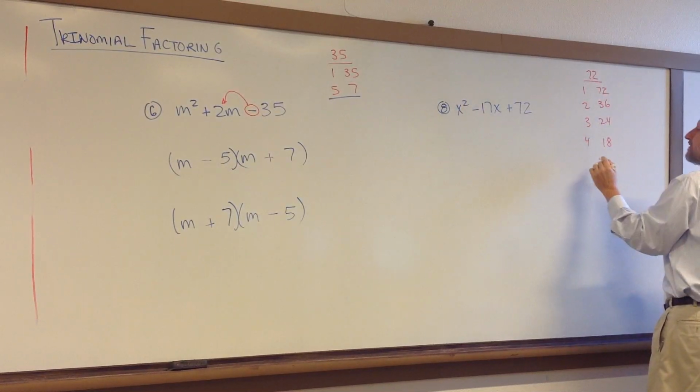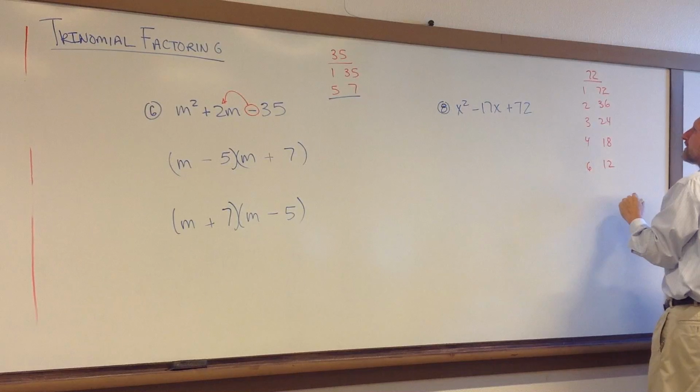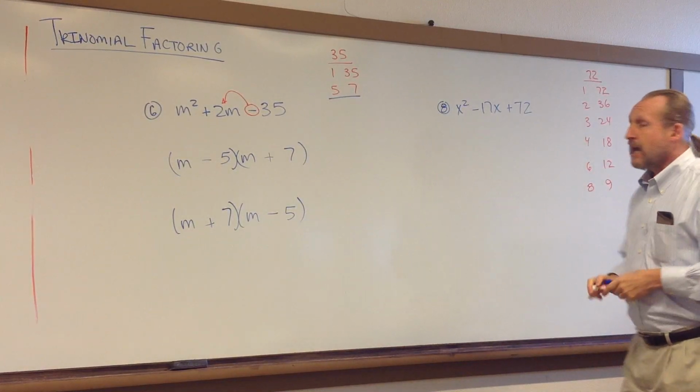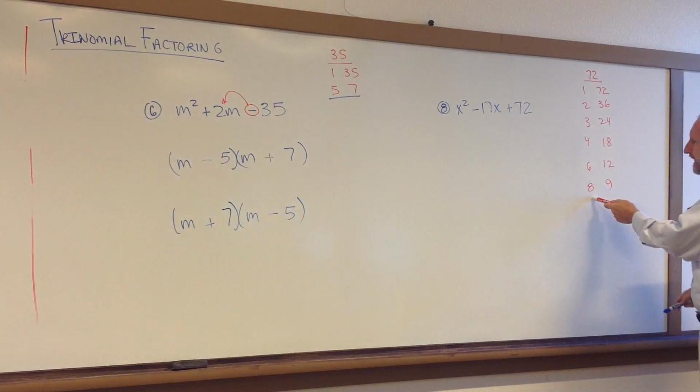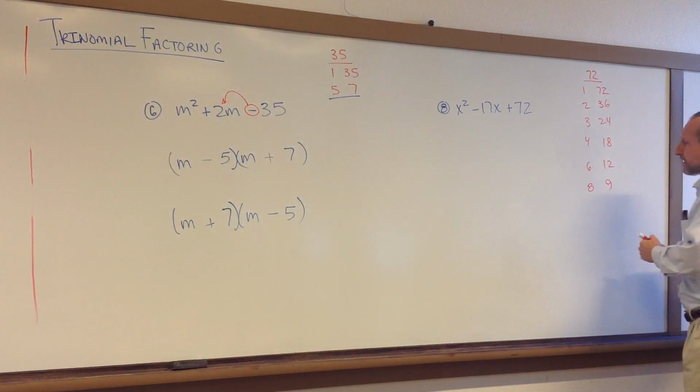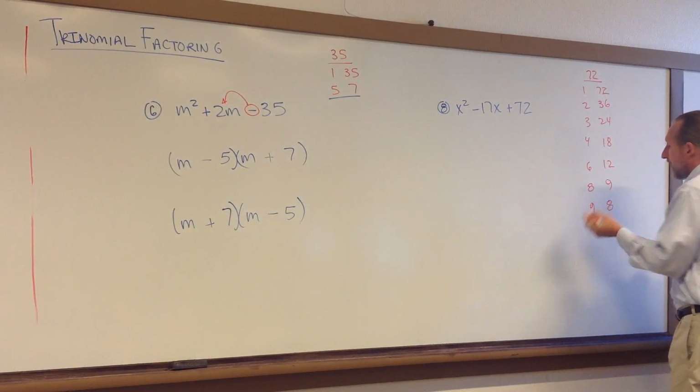Let's see. 5 does not go into 72. We do have 6 times 12 and 8 times 9. And you can build this list yourself just by dividing 72 by 1, 2, 3, 4. The 5 won't give you a whole number, so you skip it. 6, 7 doesn't give you a whole number. And once you get here, you can stop, because the next pair we already have.